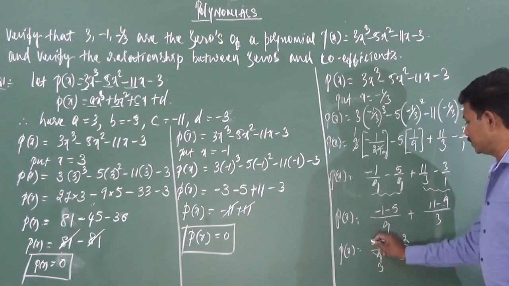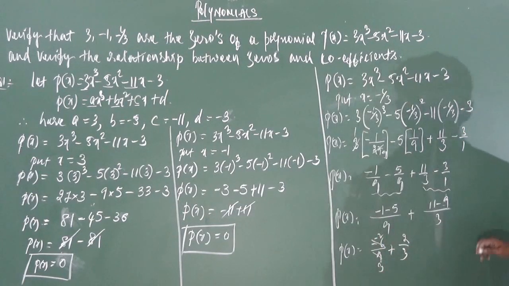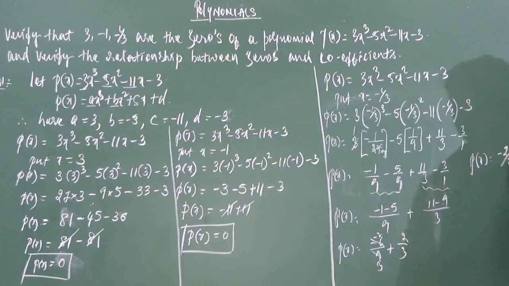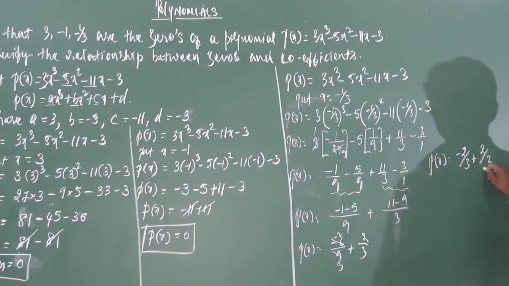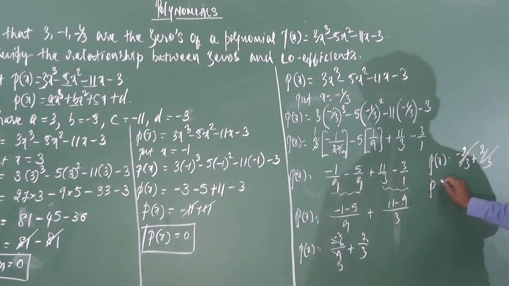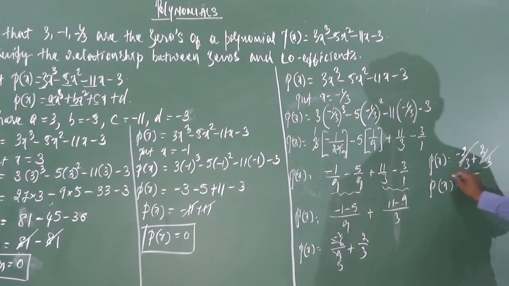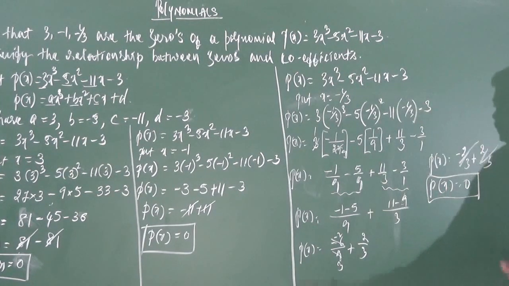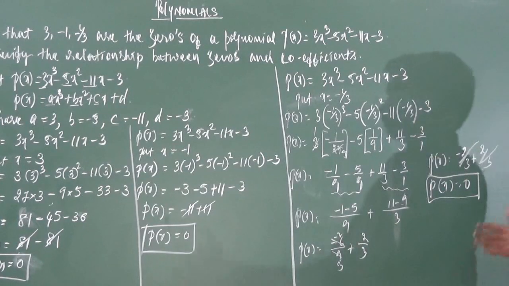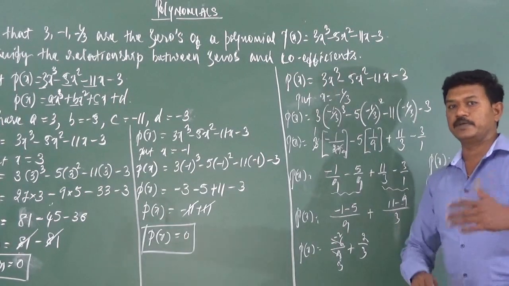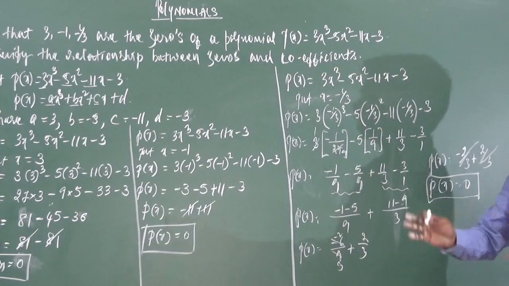3 3s are 9, 3 minus 2s are is minus 6. So P of x is equal to minus 2 by 3 plus 2 by 3. So it gets cancelled. So P of x is equal to 0. So here, getting 0 at the end of substitution, and yes, we have got the answer. That's not the criteria here.